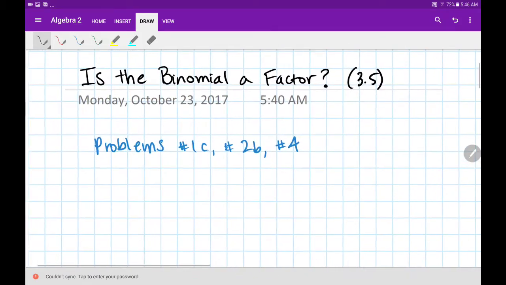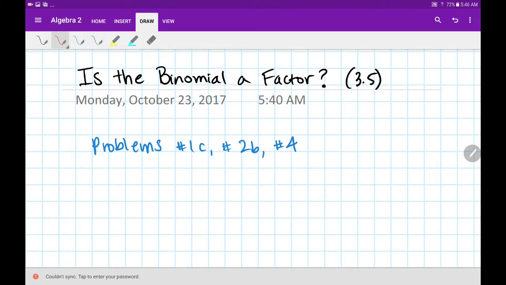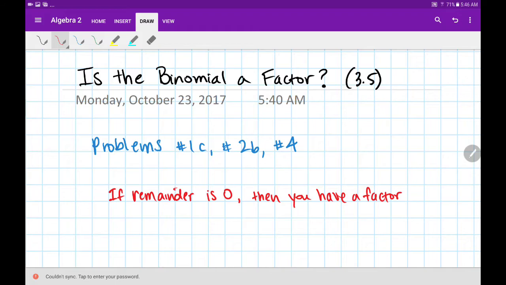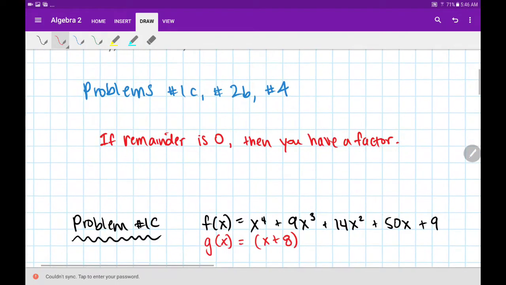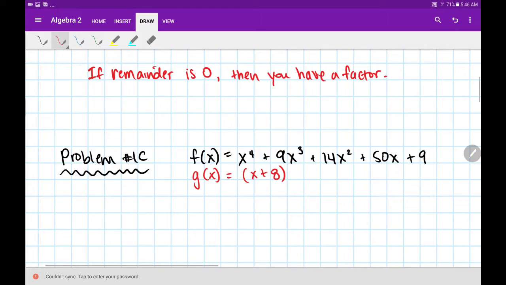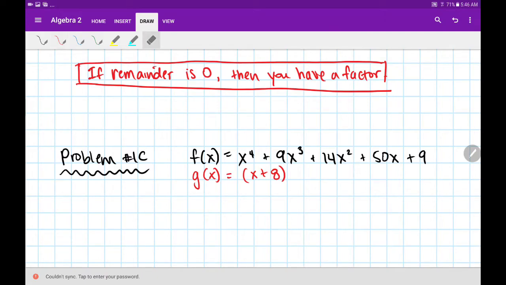Okay, so before we get started, recall that this is the golden rule of today. You have a factor if the remainder after division is 0. Then you have found a factor. Now you should put this in a box in your notes somewhere if it's not already there. If it is, write it again because this is super, super important. We're going to be dealing with it for the next few lessons.